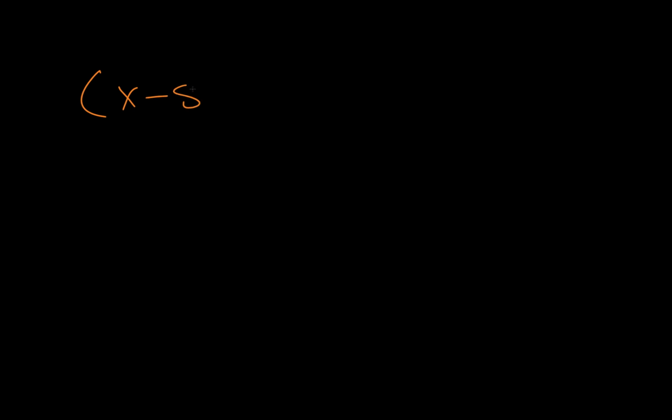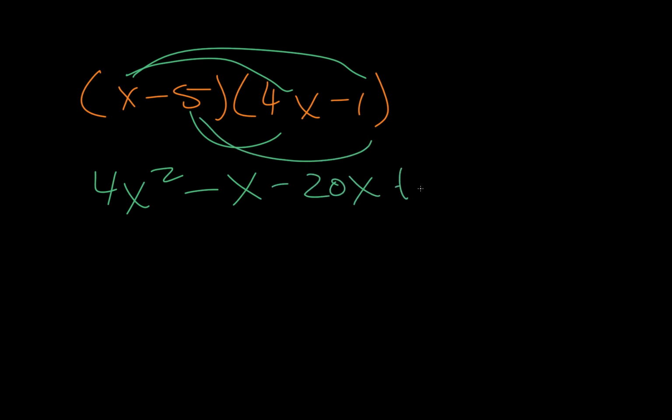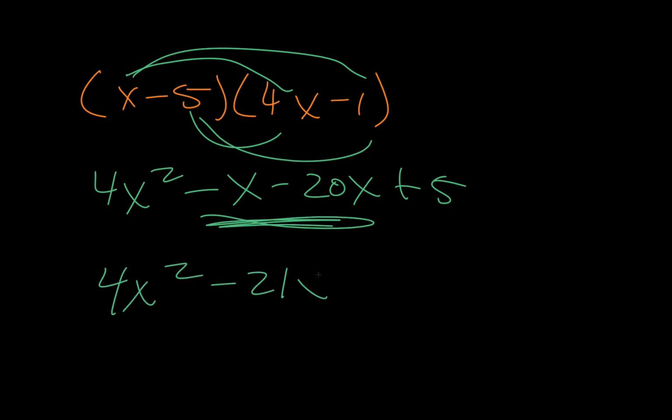So in this next problem, we are only doing multiplication. And so we multiply from here to here, we get 4x squared. Multiply from here to here, negative x. Here to here, negative 20x. Here to here, positive 5. Combine the like terms in the middle, we get negative 21x, and everything else stays the same.